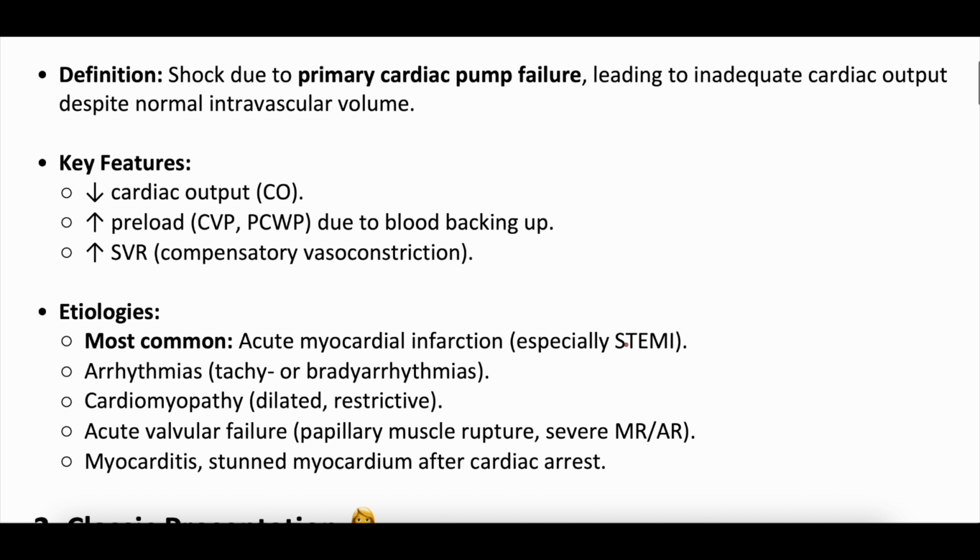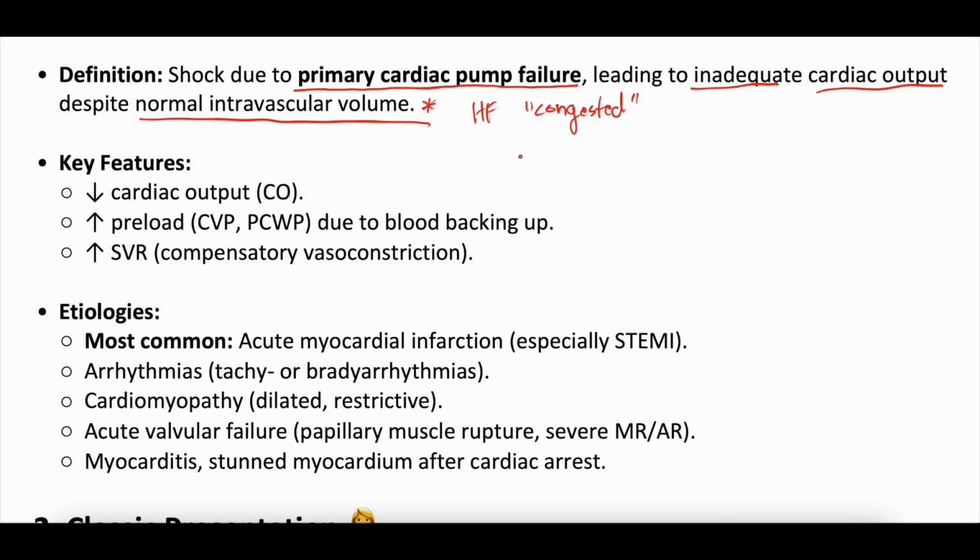So, cardiogenic shock. By definition, cardiogenic shock is shock due to primarily a cardiac pump failure, right? That's the heart. The heart is failing, cardiogenic shock. This leads to inadequate cardiac output despite normal intravascular volume. And that sometimes changes in patients with heart failure, right? They can get congested and that intravascular volume might actually be high. But in acute cardiogenic shock, this can be a primary heart problem, the contractility of the heart.